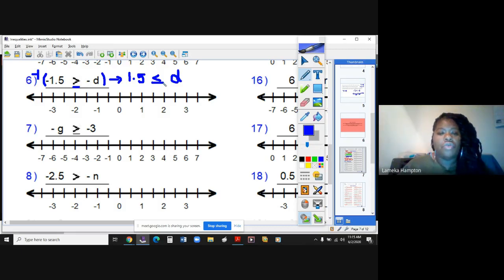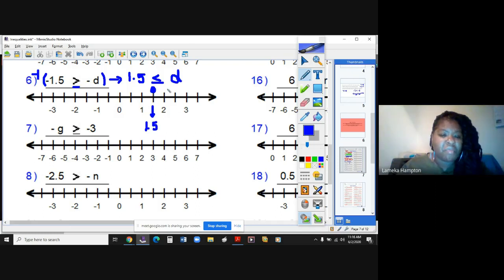Because I have a less than or equal to sign, that means I now have a shaded circle. This again lets me know that 1.5, and I'm going to write that here, 1.5 is a part of that solution because 1.5 is less than or equal to 1.5. 1.5 is equal to 1.5. So that is the reason why that particular circle is shaded.